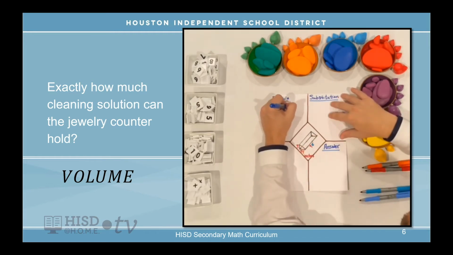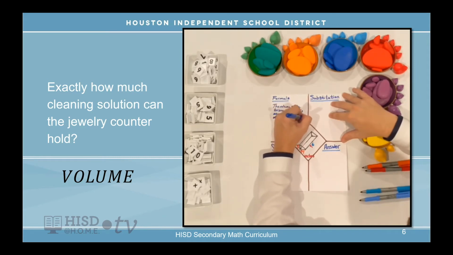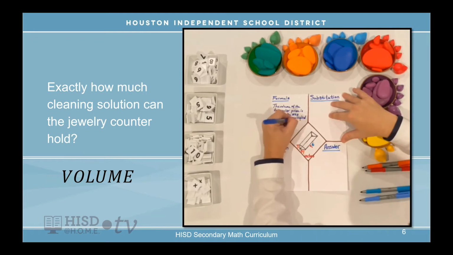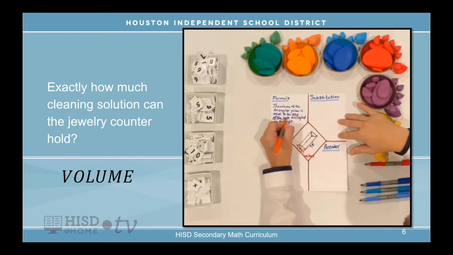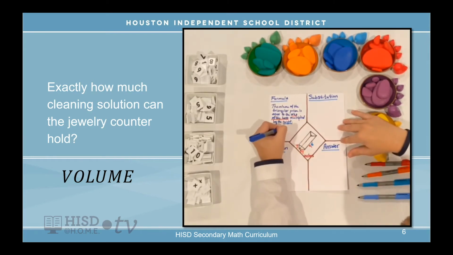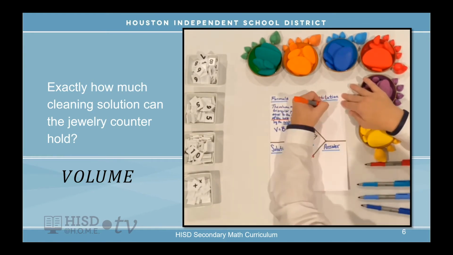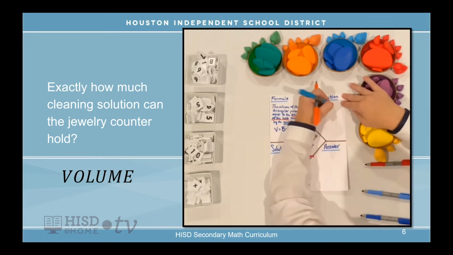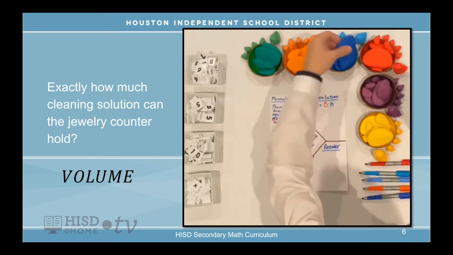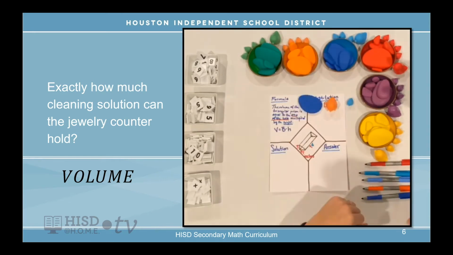Our first example is exactly how much cleaning solution can the jewelry counter hold. So let's write out what we know from our formulas. We know that we're looking for volume. So we're going to write our first formula, which is volume equals the area of the base multiplied by the height. You'll notice our base here is a triangle. So when we write the area of the base, we need to remember that the area of a triangle is base times height divided by 2.